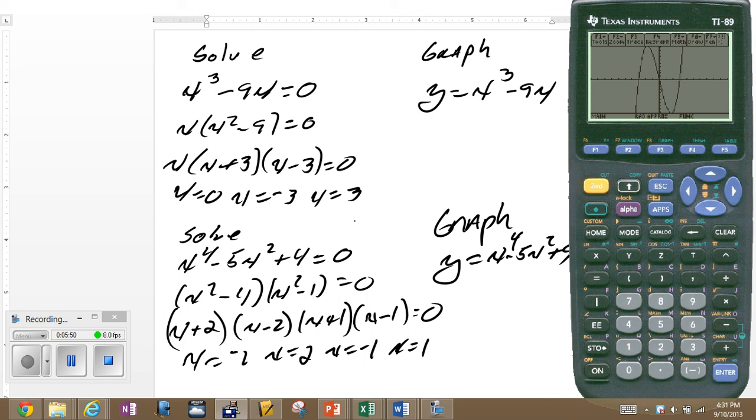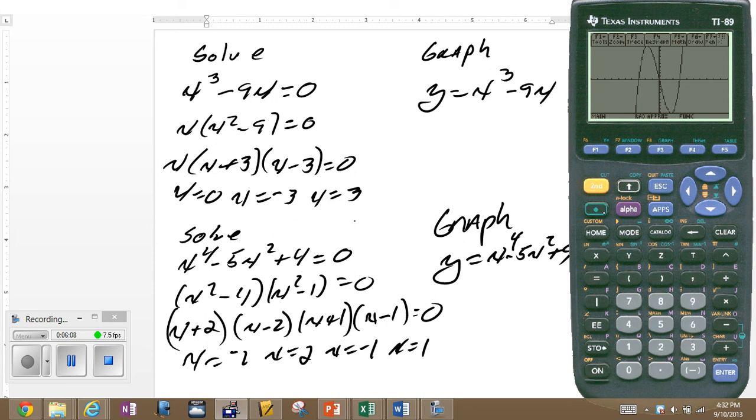And those solutions from the graph are merely the x-intercepts of the graph. So this intercepts at -3, this intersects at 0, that intersects at +3. Okay? So there you have it.